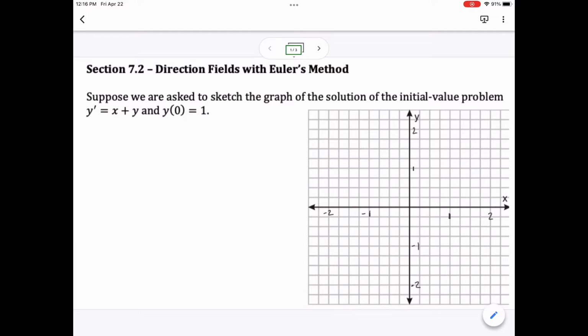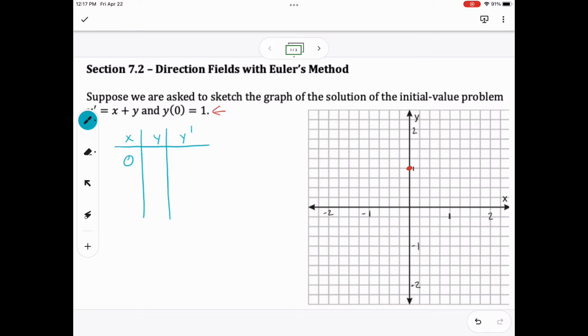For problems like this, they're asking us to plot that initial value, which is (0, 1), and then using the differential equation x plus y, sketch what the solution would look like using our slopes. The first thing we need to do is plot that point on our graph, and then we'll use a table of x, y values and, in reference to each point, sketch the slope for those values.